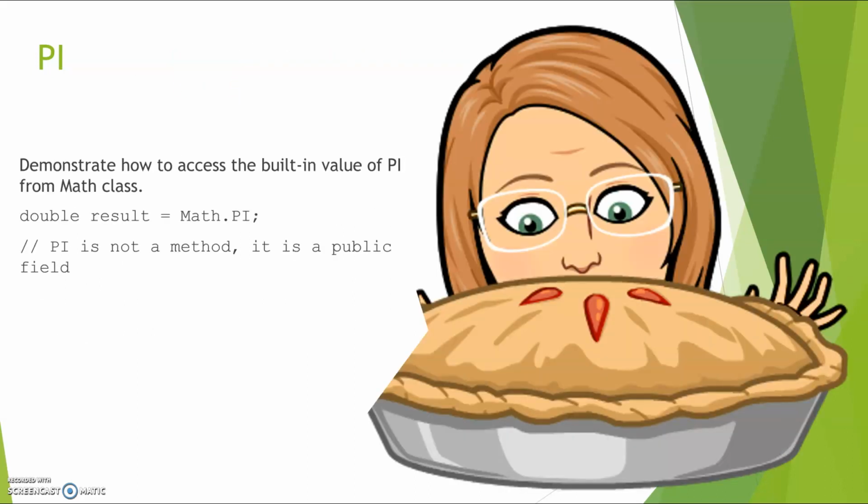Pi is not a method, but rather a public field. It can be accessed through the built-in value of pi from the Math class, and pi will always have the value of 3.14159. On the screen, you have a demonstration of how to access the built-in value of pi from the Math class. So Math.PI is assigned to the variable result. Pi is not a method, it is a public field.